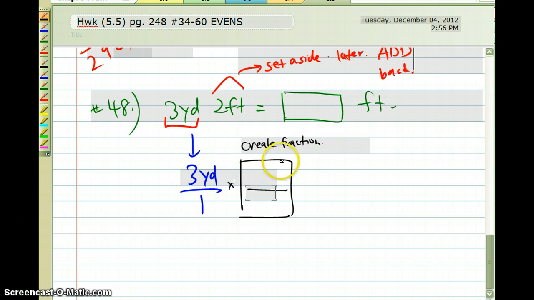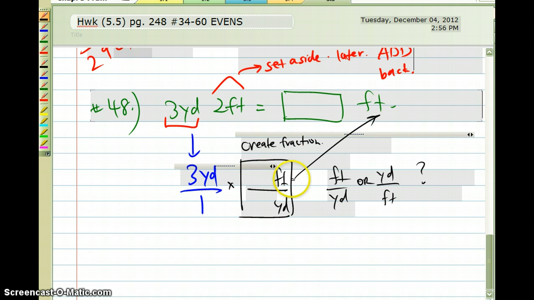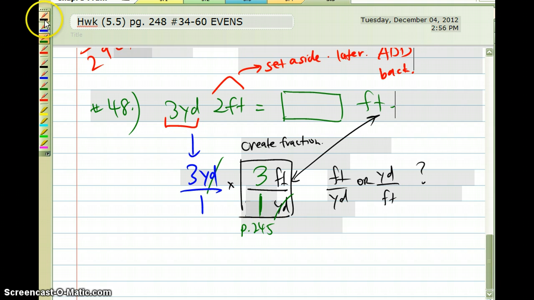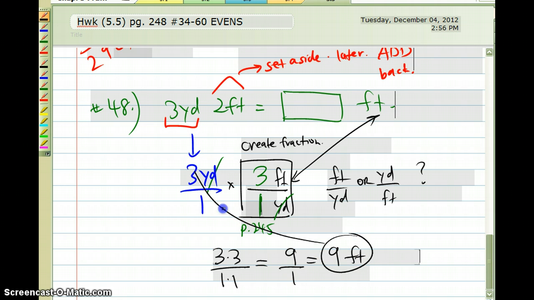The fraction I'm going to create is either feet over yards, or yards over feet. What do you think? I want feet over yards because I want to get to the answer in feet, so I put that in my numerator. That also shows me that the yards are going to cancel out. How many feet are in a yard? Based on page 245, there are 3 feet for every 1 yard. So I'm multiplying 3 times 3, 1 times 1, giving me 9 over 1, which is the same as 9 feet. So there are 9 feet for the 3 yards.